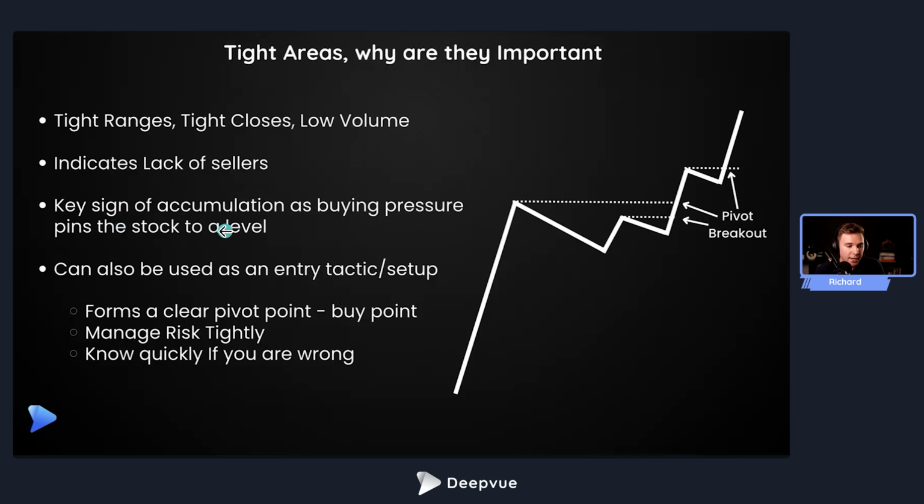And as I mentioned, these tight areas are a key sign of accumulation as buying pressure pins the stock to a level. And it can also be used, as we'll mention in this video, as an entry tactic or setup. This is because it forms a clear pivot point, a clear spot to actually enter the stock as it resolves that range. You're able to manage risk tightly, either at the low of the range or the low of a higher low within that range. And if it reverses back into that range very quickly, you know you're wrong. And that allows you to keep your risk really small.